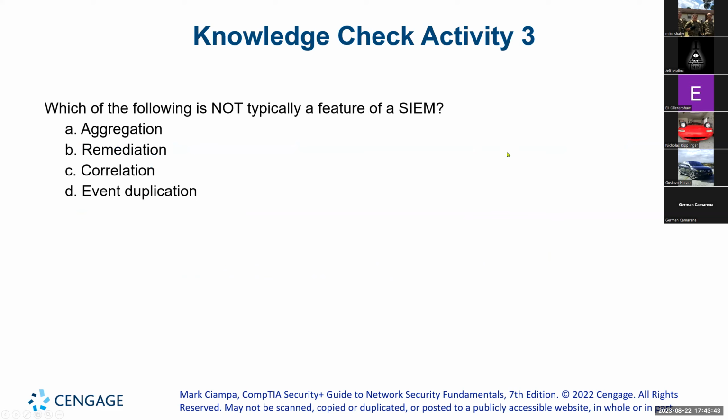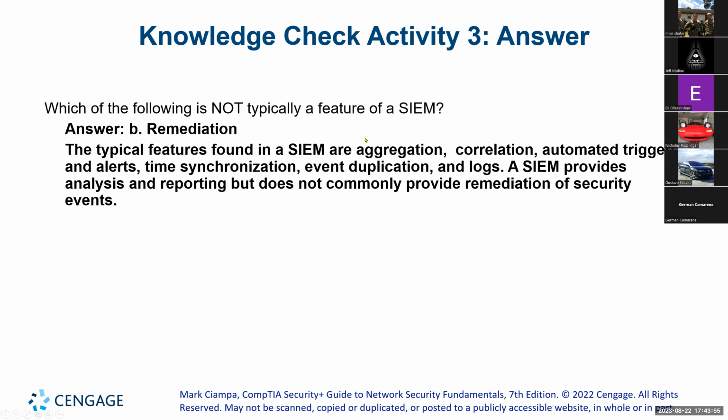All right, knowledge check. Which of the following is not typically a feature of a SIEM? Aggregation, remediation, correlation, or event duplication? Remediation. So remediation is, I like how everyone goes, B. It's fine. Those are new, so don't worry about getting them wrong. As you go, you'll get them.